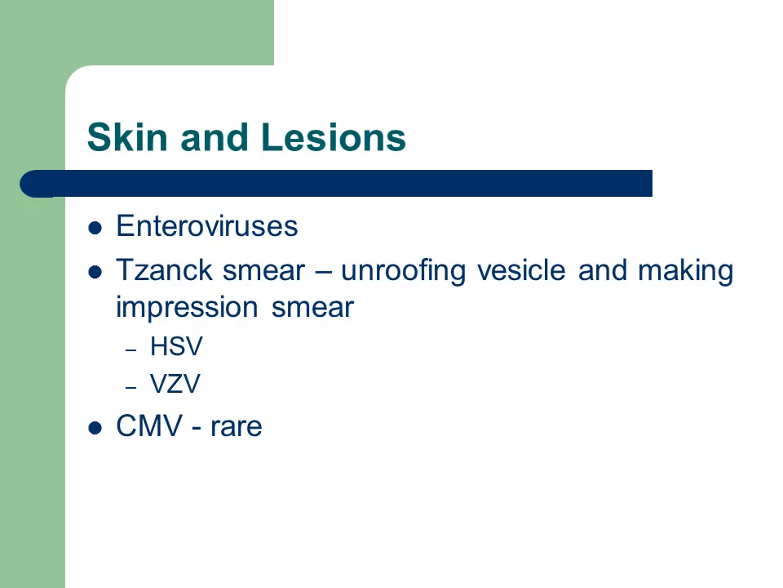So you could do a Tzanck smear on herpes simplex virus, which causes a vesicle or pustule to form, or varicella zoster virus, which is the cause of chickenpox, which causes the little pustule lesions that kind of scab over, as well as possibly cytomegalovirus.